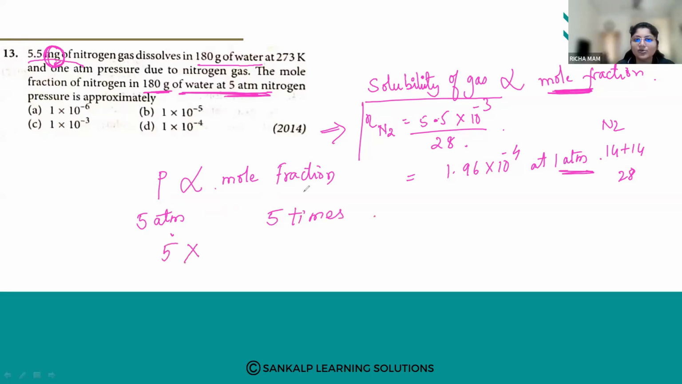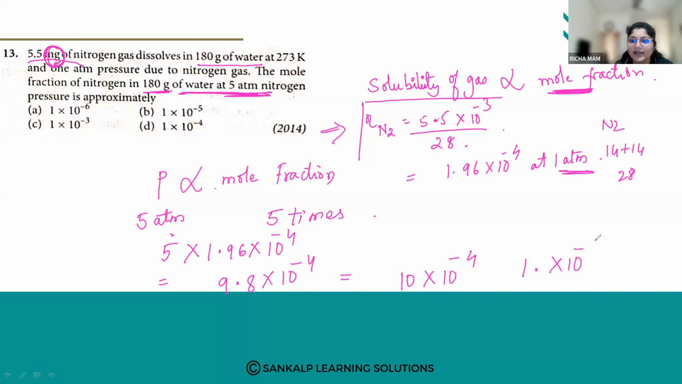So you have to multiply the number of moles of nitrogen, 1.96 into 10 raised to minus 4, by 5. So 5 into 1.96 into 10 raised to minus 4. This will come approximately 9.8 into 10 raised to minus 4, which is nothing but approximately 10 into 10 raised to minus 4. If I shift one more decimal, it will be 1 into 10 raised to minus 3. So it is option number C.